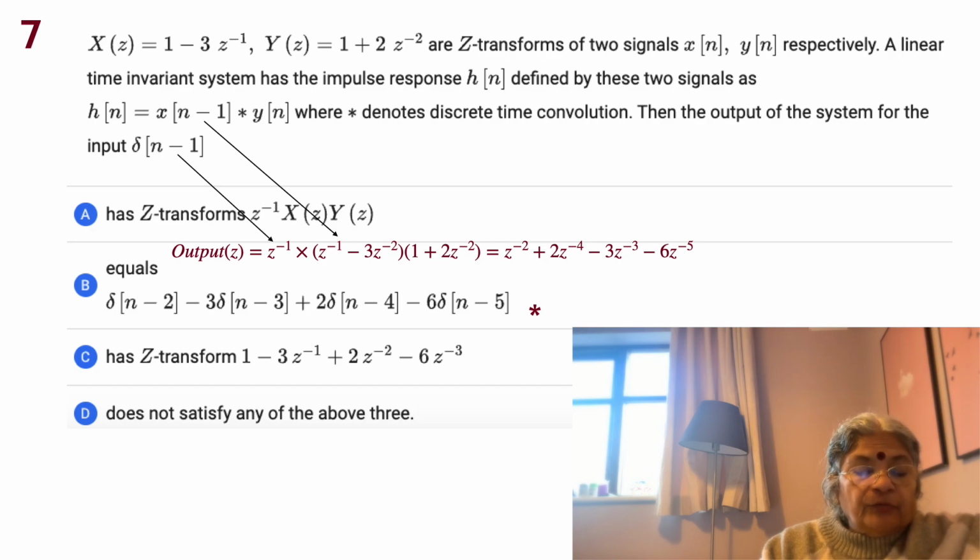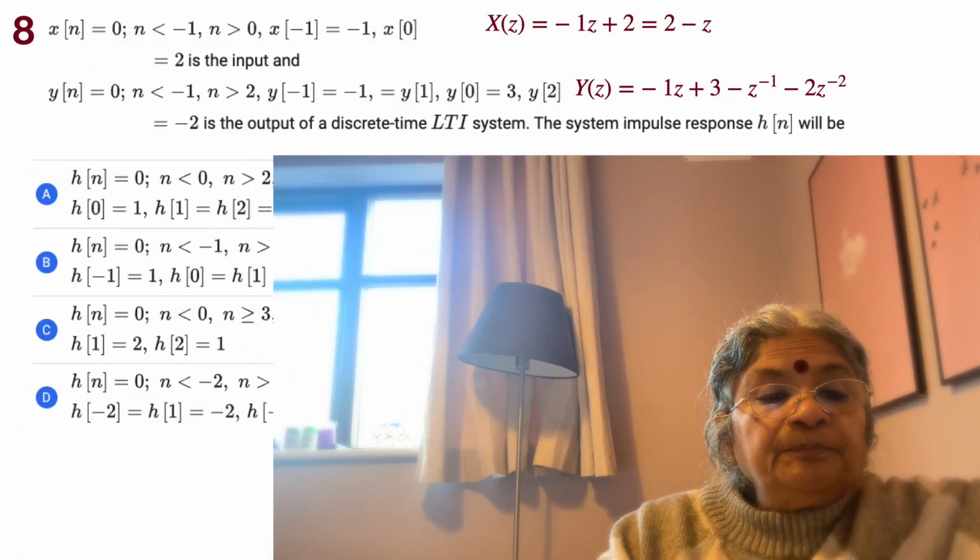Of course, let's just examine A. A tells us the Z transform of z raised to minus 1 X(z) Y(z). No, we have to find the Z transform of x n minus 1 and not X(z). The C option is Z transform of 1 minus 3z raised to 1. That's not true. And the option that none of the above three is satisfied is also not right.